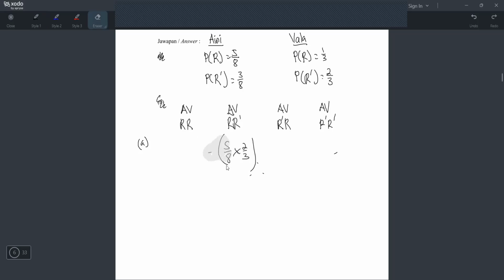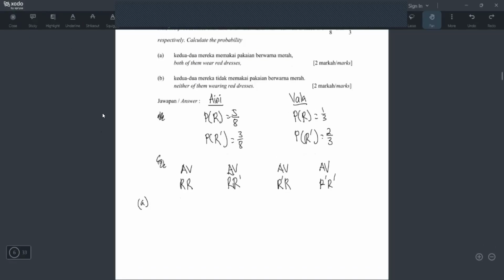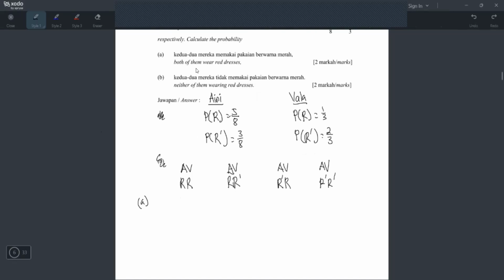But you have to read the question. Find which one the question wants. So now I read the A, what it says. Calculate the probability that both of them wear red dress. You tell me which one, 1, 2, 3 or 4, which one? Both of them wear red, obviously this one. So what I write here is probability both wear red. So the probability of both wear red is this. So what would be the answer?